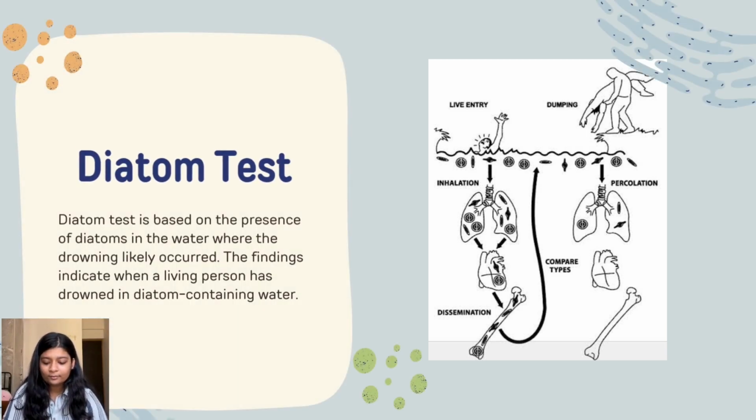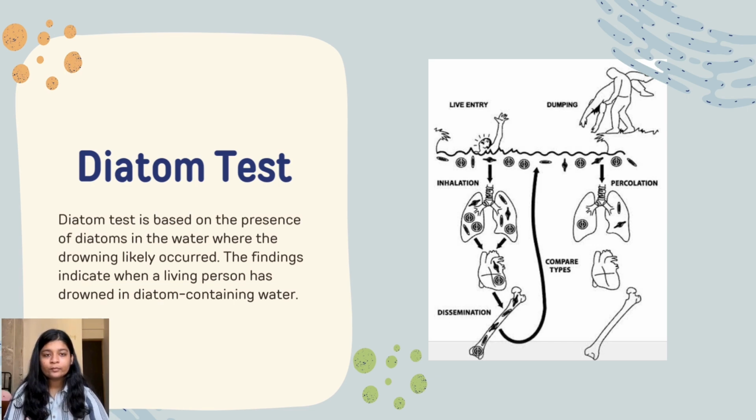Then talking about the diatom test, so the test is usually based on the presence of diatoms in the water where the drowning has likely occurred. It tells if it was an ante-mortem drowning or a post-mortem drowning, as we can see in the image here. So when a person who's alive is put into the water body, where we say it can be a murder or he tries to do suicide. So a live body enters the water.